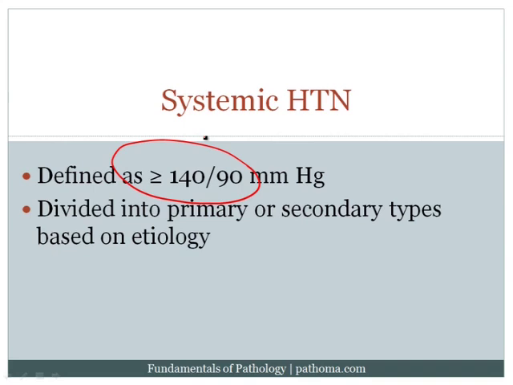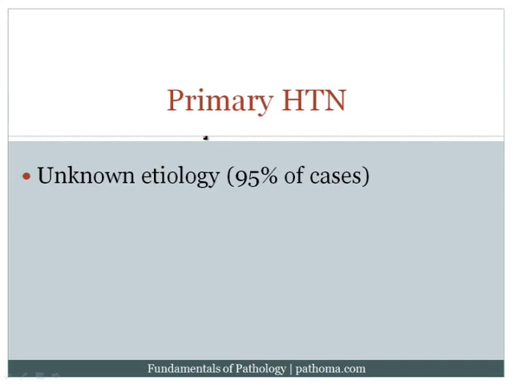Usually when patients have hypertension, both the systolic and the diastolic pressures are increased. You can have isolated increases in systolic or diastolic pressure, and that would also qualify as hypertension. Remember that when we have systemic hypertension, we can divide it based on the etiology into primary and secondary hypertension. In primary hypertension, we don't know the etiology. It basically represents about 95% of cases.